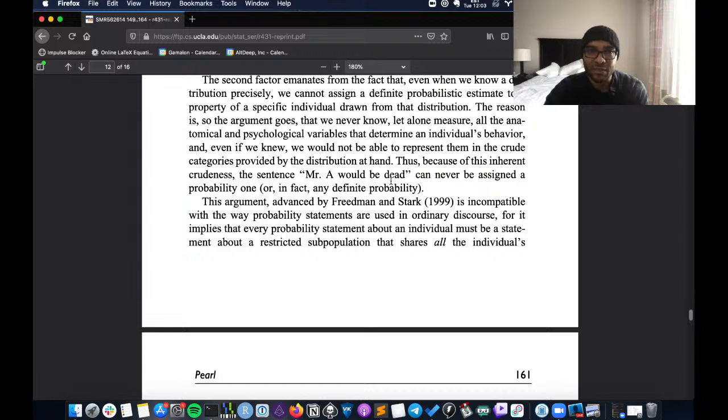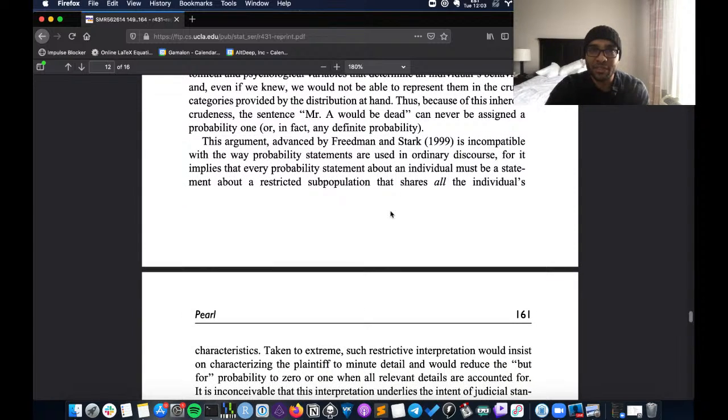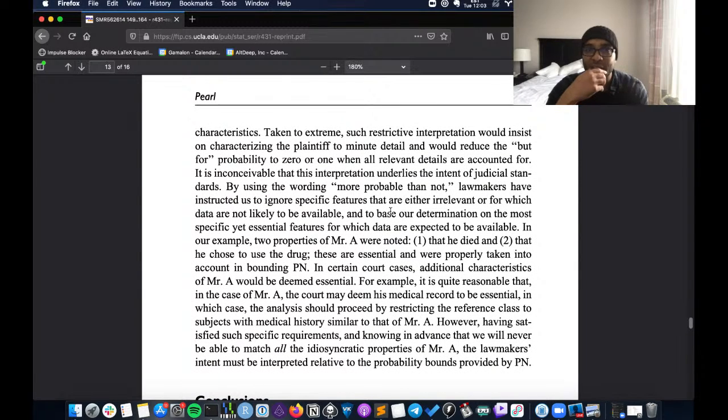He would have died. This argument, advanced by Friedman and Stark, is incompatible with the way probability statements are used in ordinary discourse, for it implies that every probability statement about an individual must be a statement about a restricted subpopulation that shares all the individual's characteristics. Taken to extreme, such restrictive interpretation would insist on characterizing the plaintiff to minute detail and would reduce the but-for probability to 0 or 1 when all relevant details are accounted for. It is inconceivable that this interpretation underlies the intent of judicial standards.